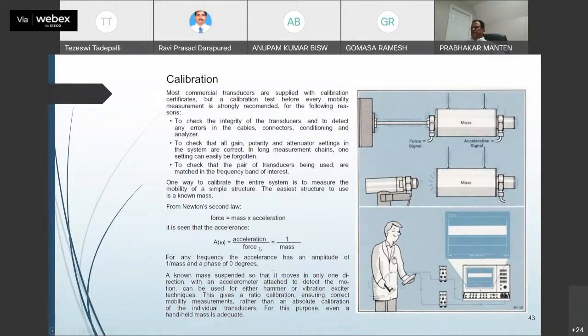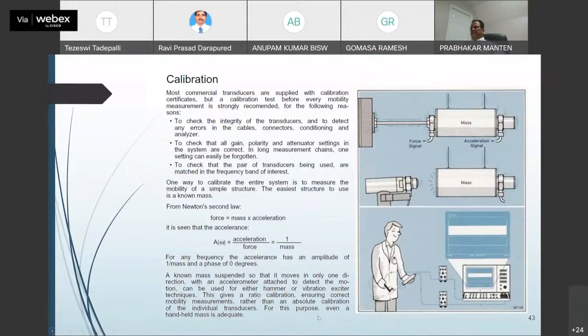So you do this and check it, and the mass that you arrive at should be equal to the mass that you applied. Whether you use a shaker with a known force, or an impact hammer with the force given by the transducer, along with the acceleration, this has to be satisfied. This should be equal to that mass. A known mass suspended so that it moves in only one direction, with an accelerometer to detect the motion, can be used for either impact or vibration excitation. This gives a ratio calibration ensuring correct mobility measurements, rather than an absolute calibration.